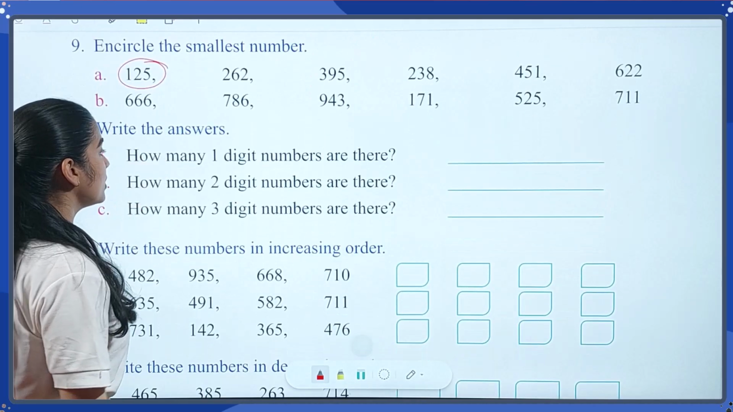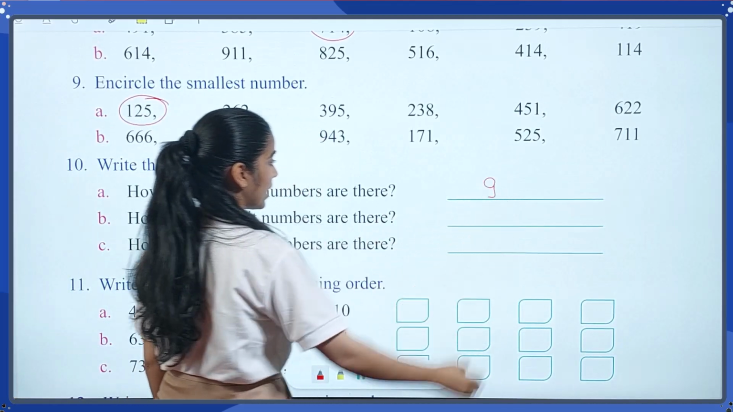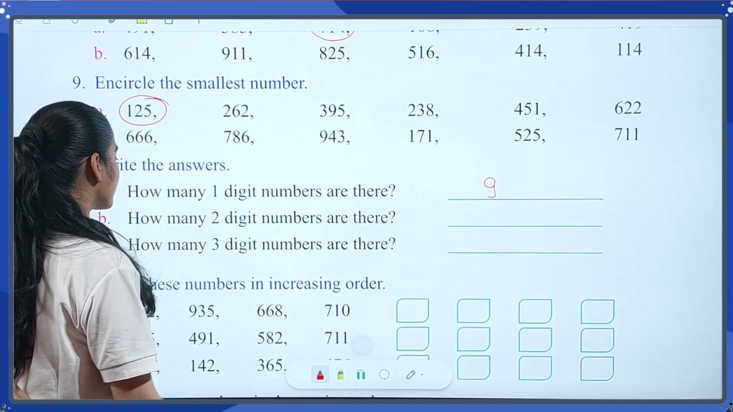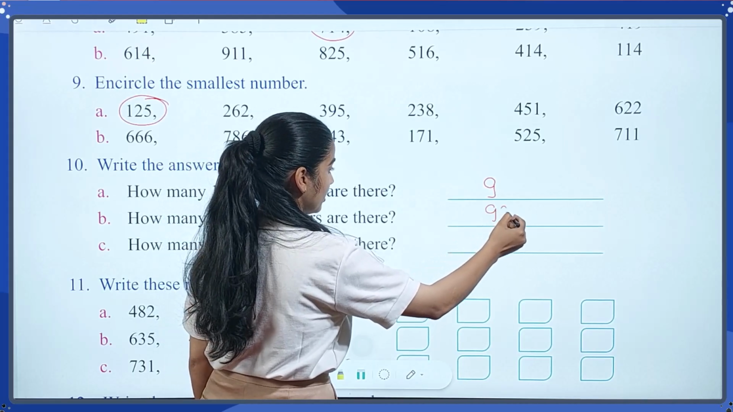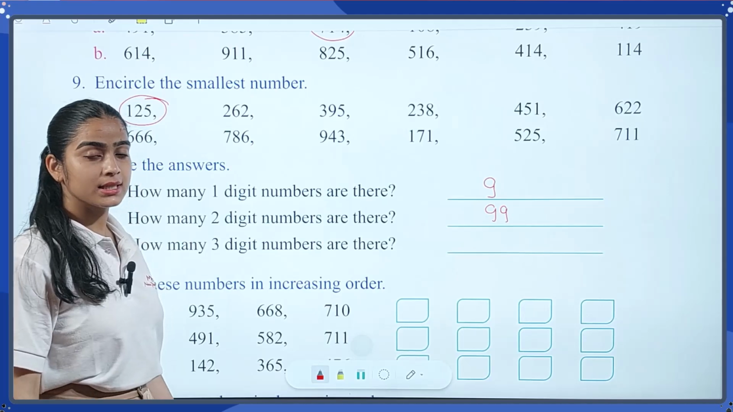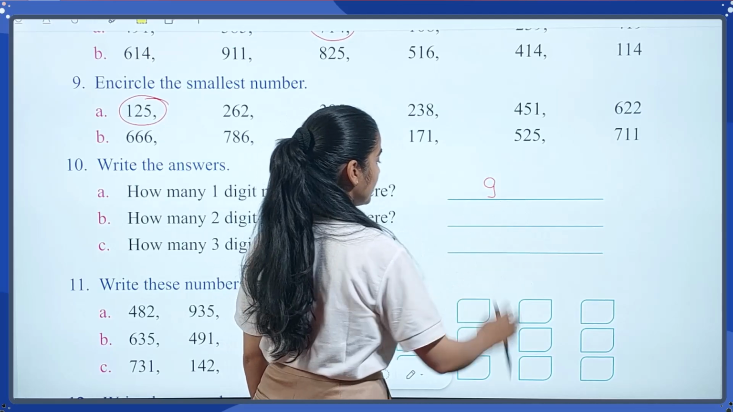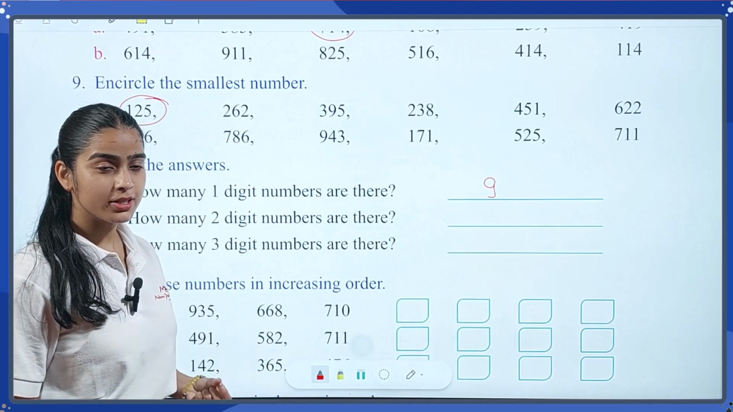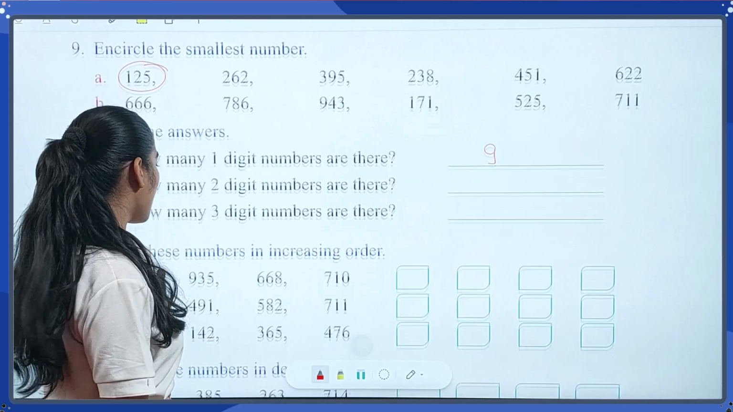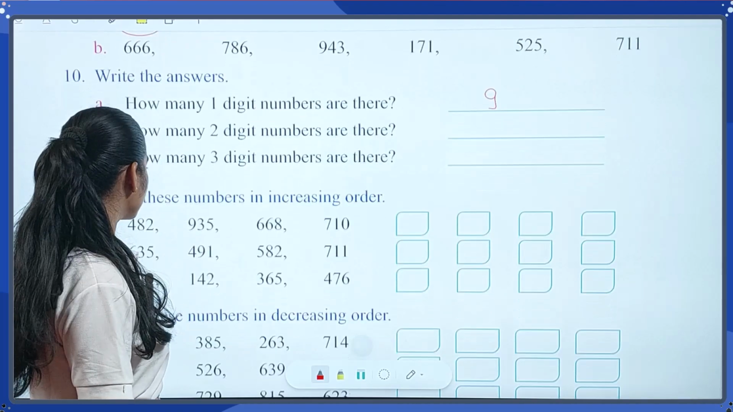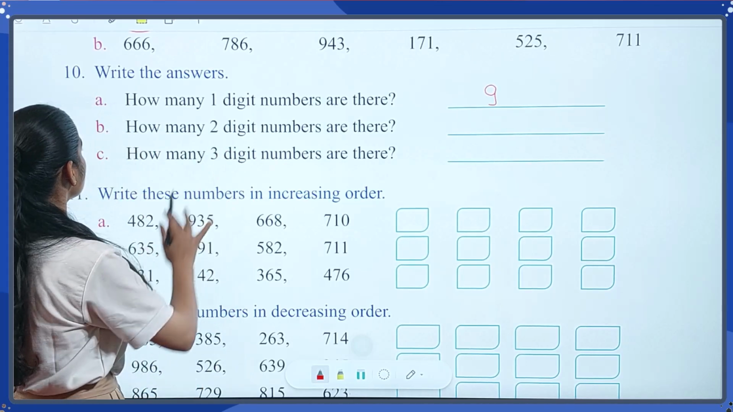Write the answers. How many one-digit numbers are there? Only 9. 1 to 9 are the one-digit numbers. How many two-digit numbers are there? You can say 99, but you have to subtract 9 and your answer will be 90. So you have to write it. If you have any confusion, you can also count the numbers after the 9. After the 9 we have all the 2-digit numbers. Repeat the same process for the 3-digit numbers, and then your question is complete.